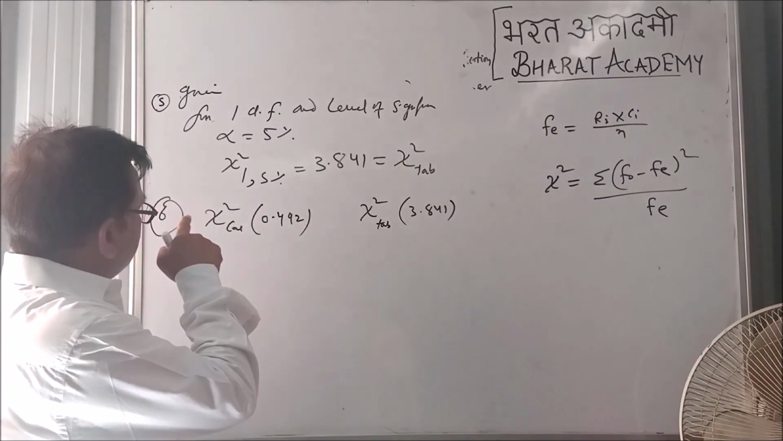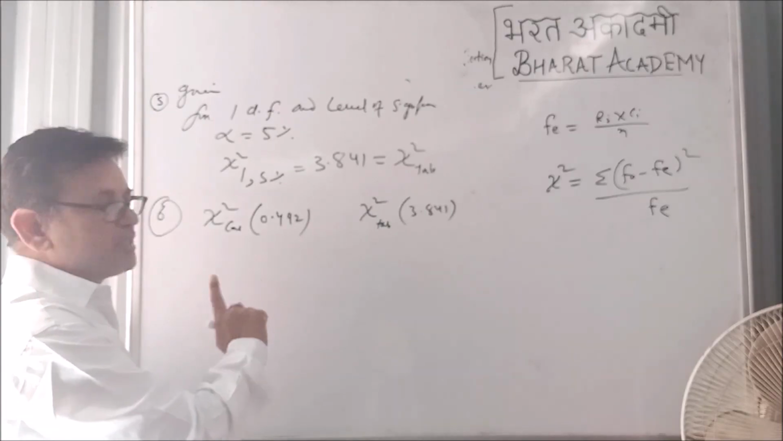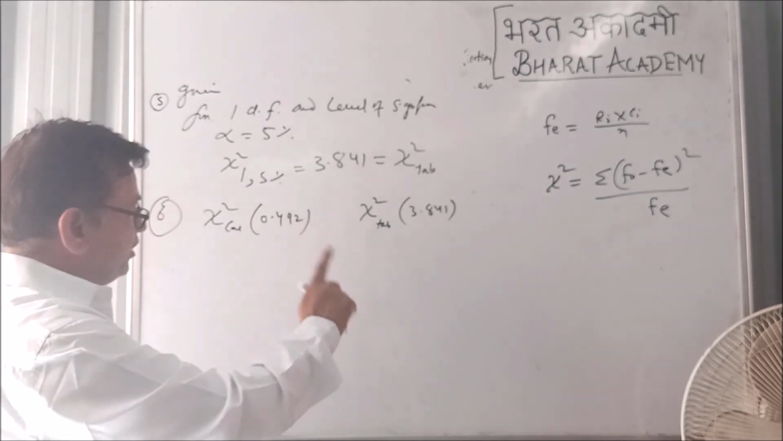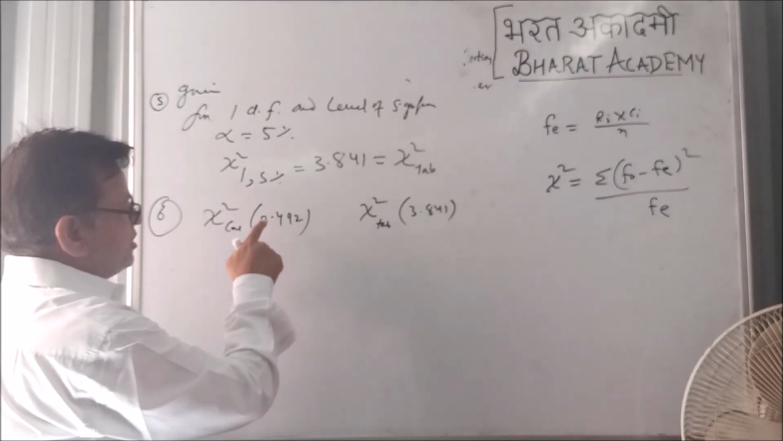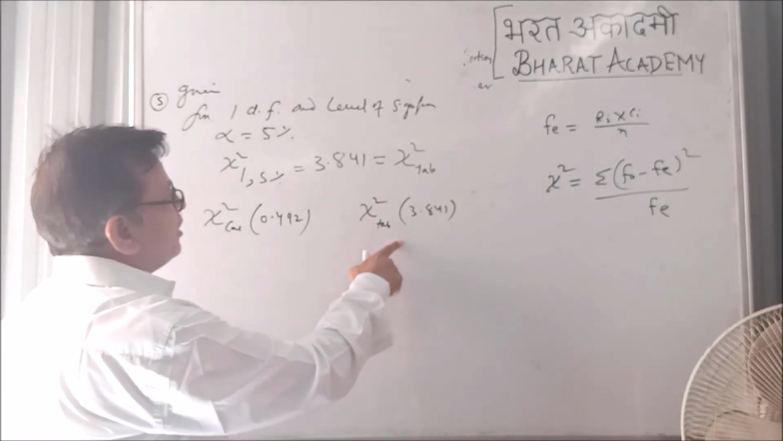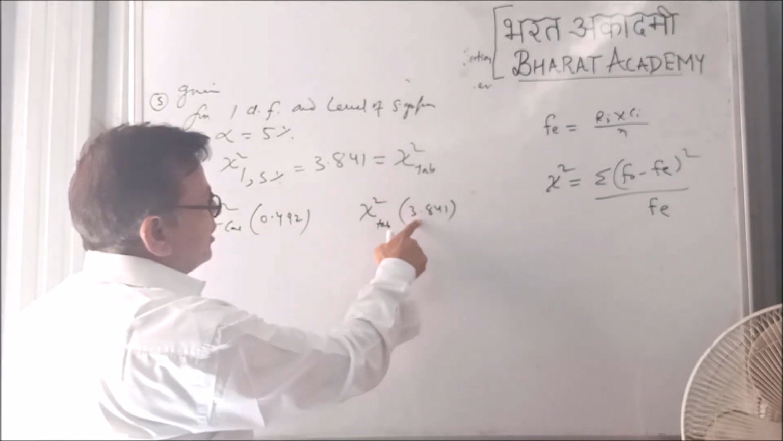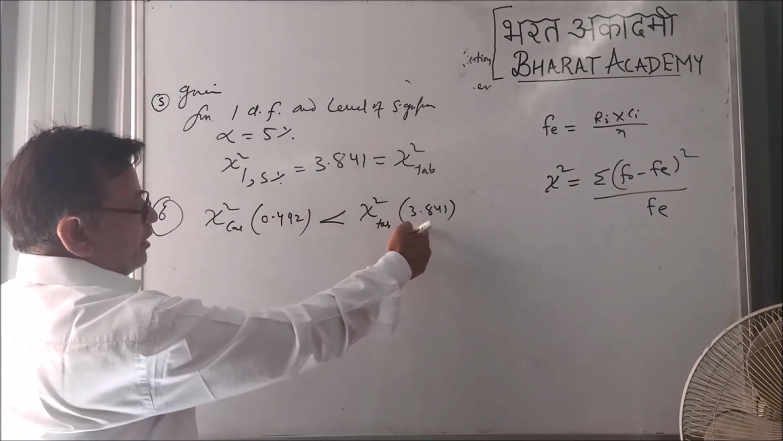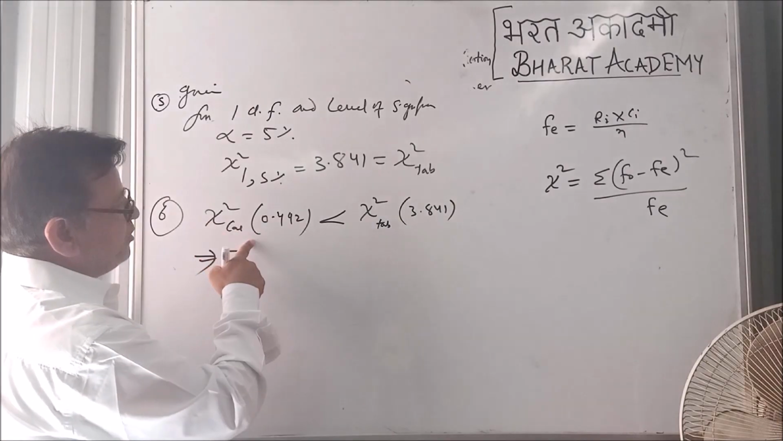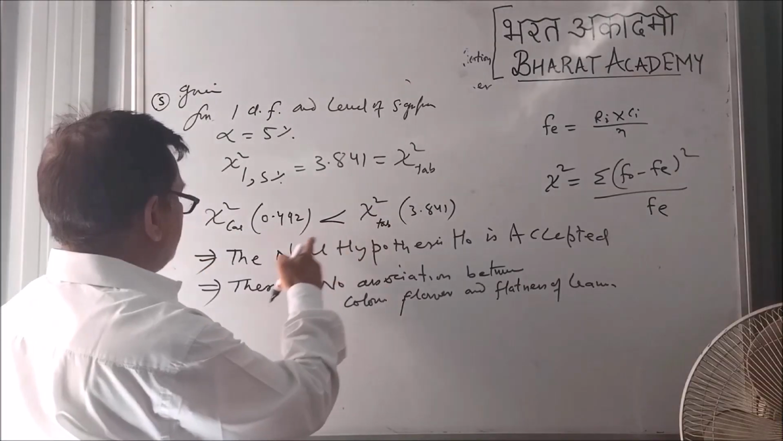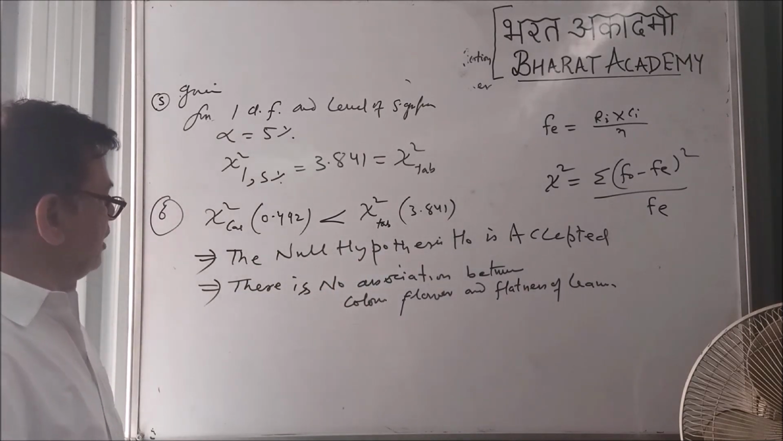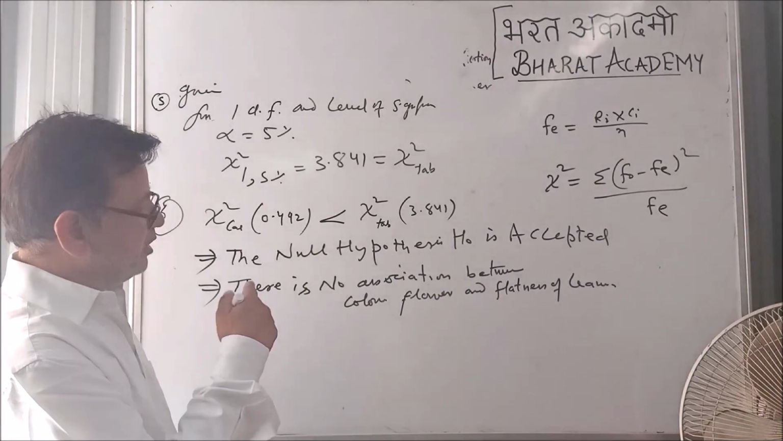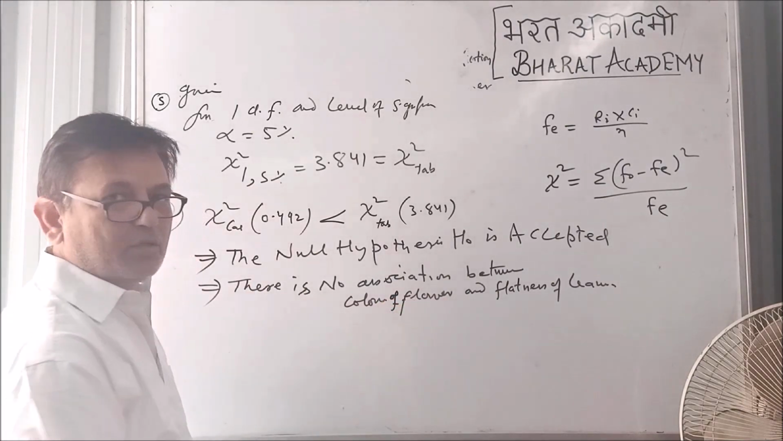Now the last step is we have to compare these two values, the calculated value of chi-square with the tabulated value of chi-square. In this question, the calculated value is 0.492 and the tabulated value we have just checked is 3.841. It's quite obvious that this value is less than the tabulated value. If the calculated value of chi-square is less than the tabulated value, it means the null hypothesis is accepted, and it means there is no association between color of flower and flatness of leaves.